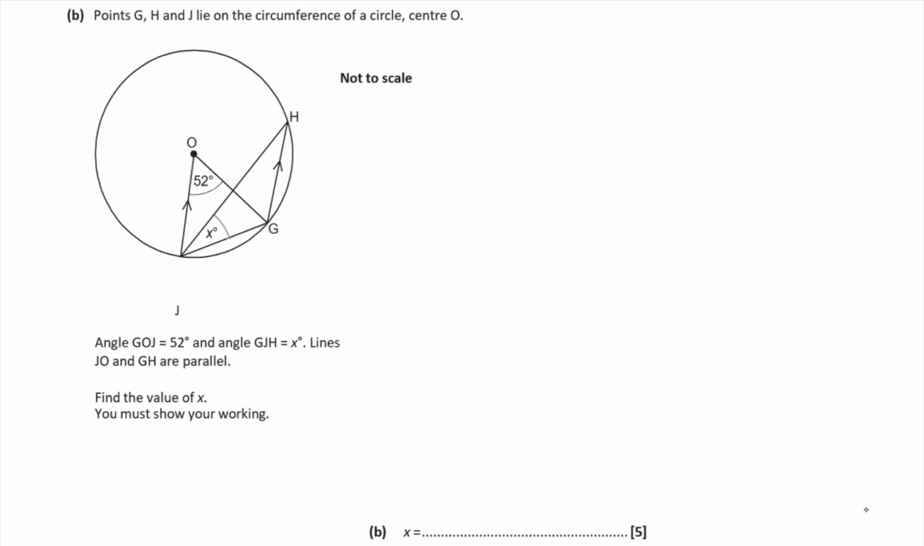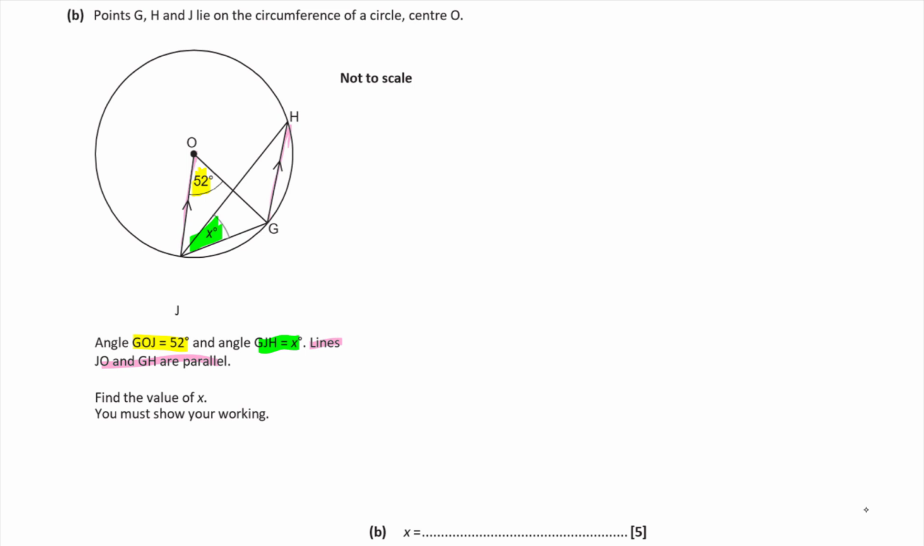Okay, so all that information I was just checking is already on the diagram. GOJ is 52, marked here. Angle GJH is equal to X, that's there, look. And we've got the two parallel lines marked here, and here. So they're already on the diagram. Now we need to find the value of X. So that angle down there, what's that one?